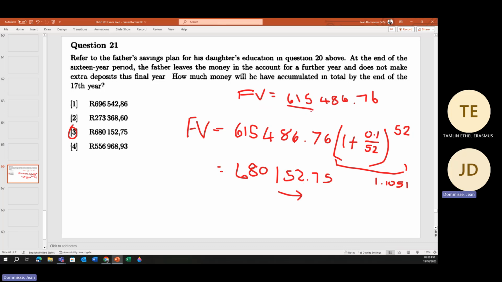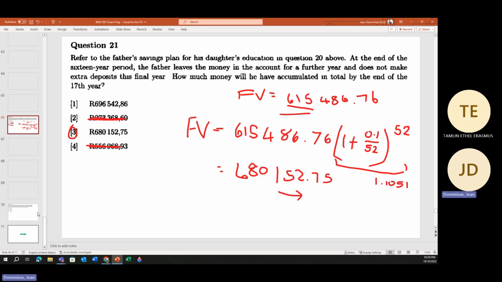If you looked at this, a year later it should be more than 615. So at least if you had the previous one correct and you start working with question 21, you could already eliminate options three and four, because your new value will be more than 615,000 and not less.